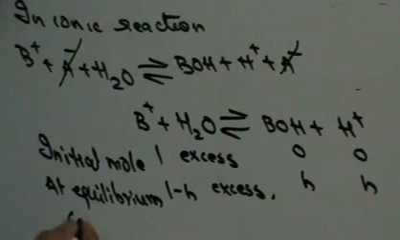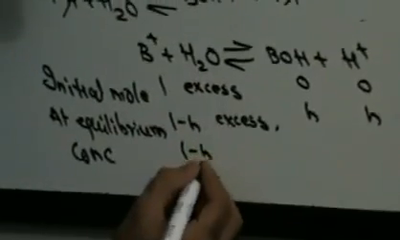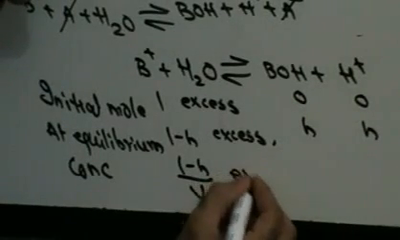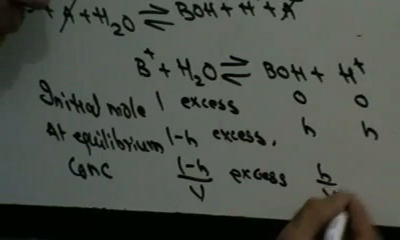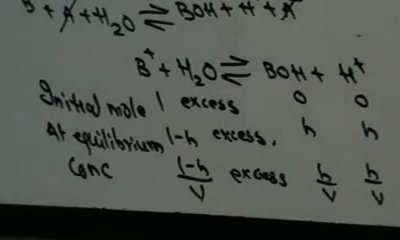Therefore, what will be the concentration? Concentration is number of moles per unit volume. So B plus will be 1 minus h upon V, water is still present in excess quantity, BOH is going to be h upon V and H plus is going to be h upon V.